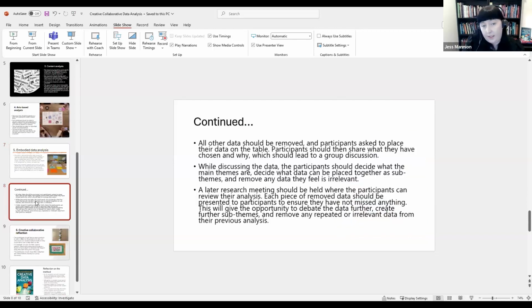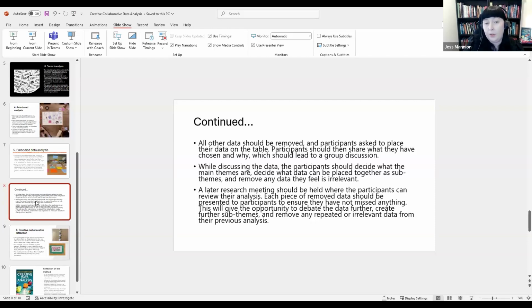So when everybody's decided, yeah, we're happy with what we have, we should remove all data from the table, anything that's not important, and participants are asked to place their chosen data on the table. Participants should then share what they have chosen and why, which should lead to a group discussion. And then while discussing the data, the participants should decide, what are the main themes here? Is there any sub-themes? Is there any irrelevant data that we can remove?